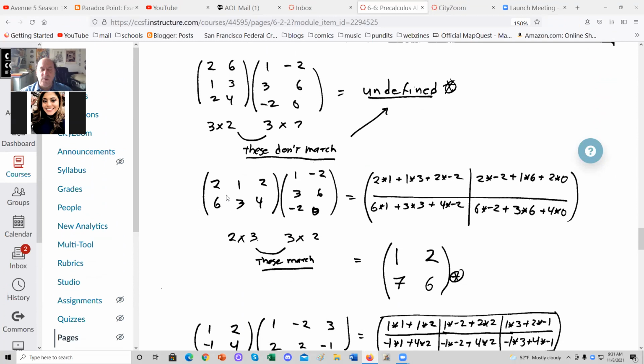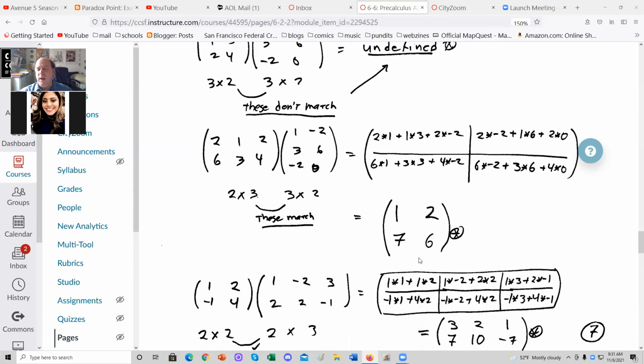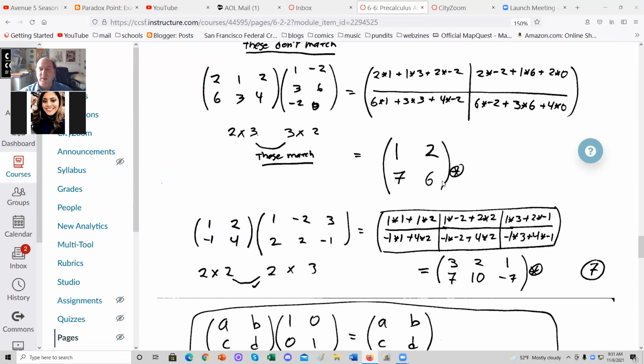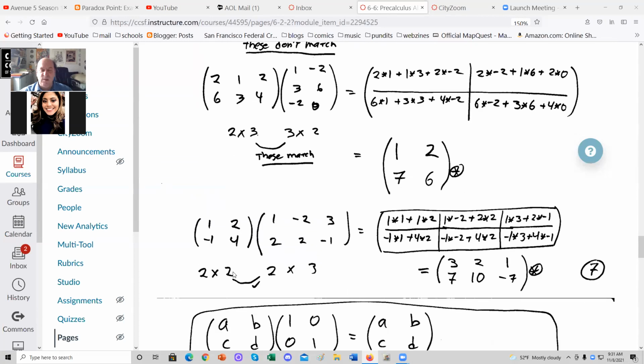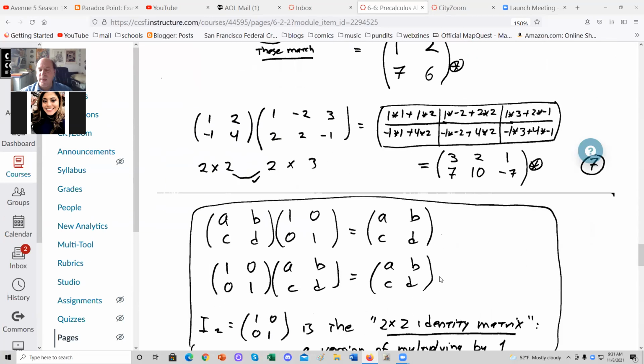But here's another pair. This is 2 rows by 3 columns, and this is 3 rows by 2 columns. 2 by 3 and 3 by 2. These match up. We do all the products of rows and columns, and you get a 2 by 2 matrix. Here we have a 2 by 2 times a 2 by 3. These two match up, so you can work it out and get this 2 by 3 matrix.